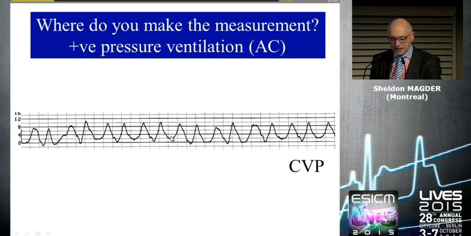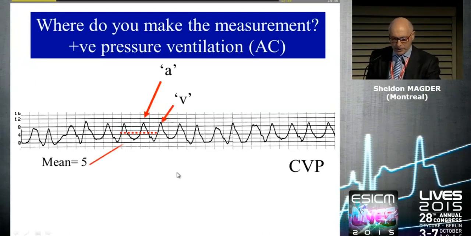So here's a CVP tracing with really good resolution. There's no ECG to help you, but this is the A wave. You can see a little C wave. This is the V wave. And the mean of this pressure is 5. This would be inspiration. If we look at the top, it's 10. The bottom, it's 1. So 10, 5, 1.